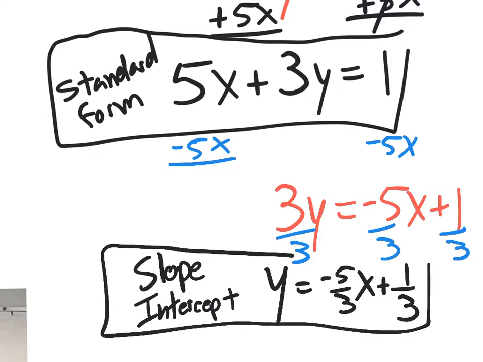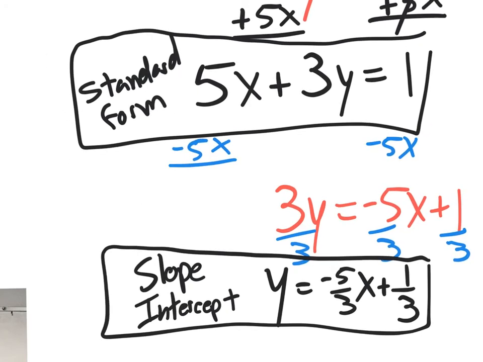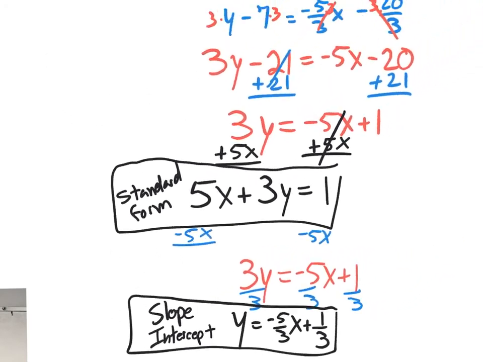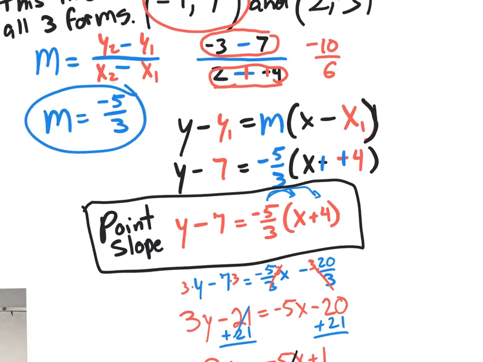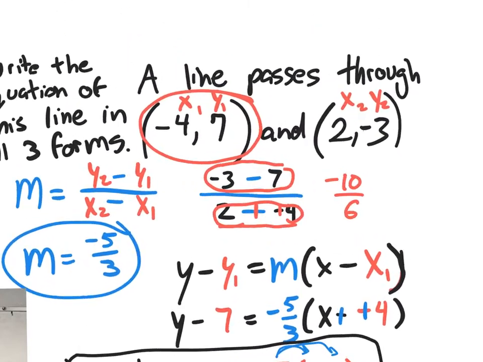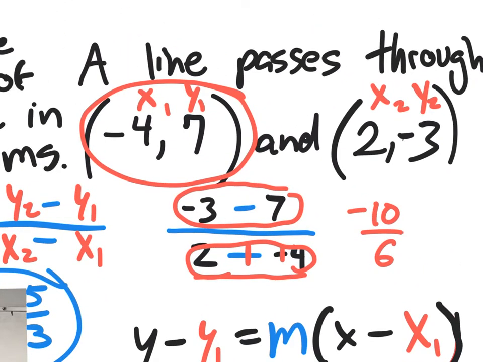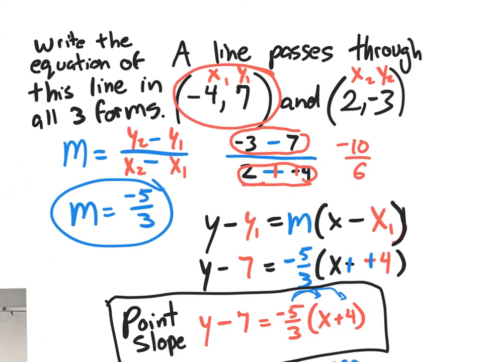And we have all three forms of this line that passes through the coordinates negative 4, 7, and 2, negative 3. Okay? So all the equations are the same exact line. They're the same exact equation. All we did was change the way they look. Does that make sense?